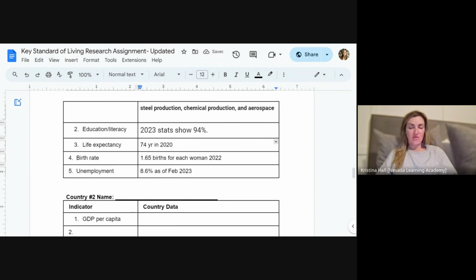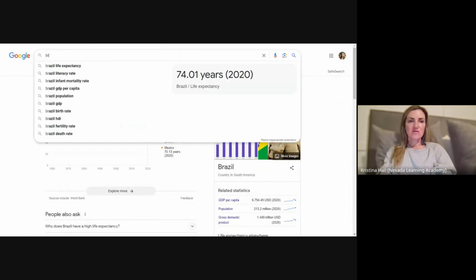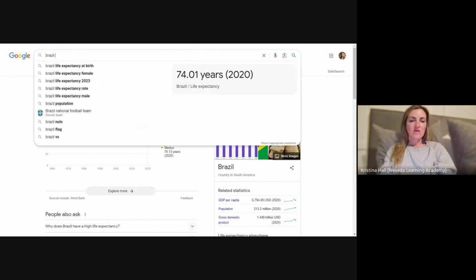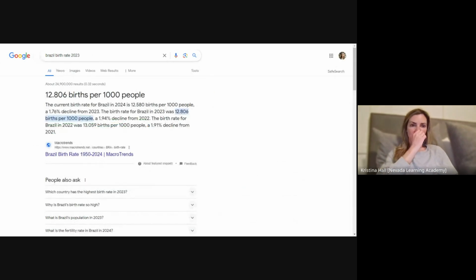So birth rate, what's the average per female? Like, how many children is she likely to have over those years that she's able to have children, or to birth children? So let's take a look. Brazil birth rates 2023. Okay, so the current birth rate is 12.5 per 1,000 people.